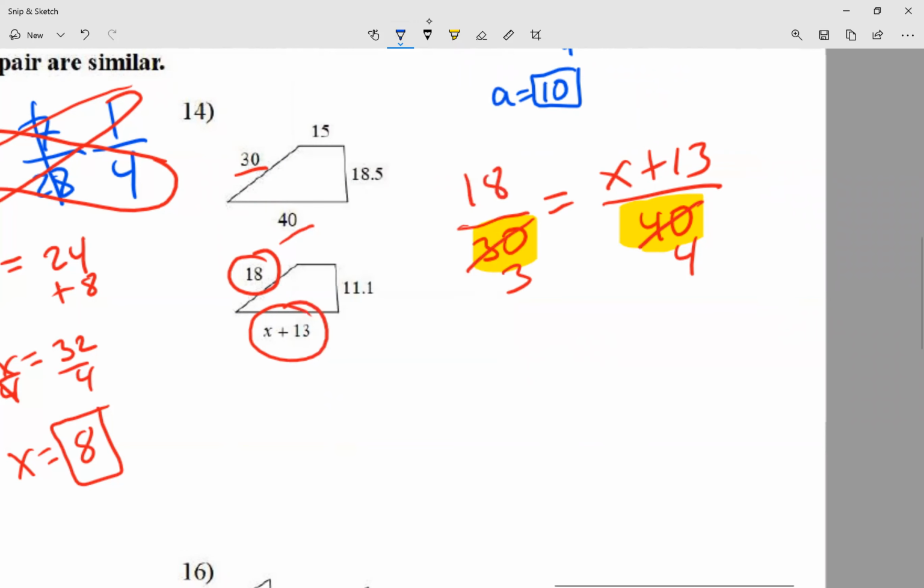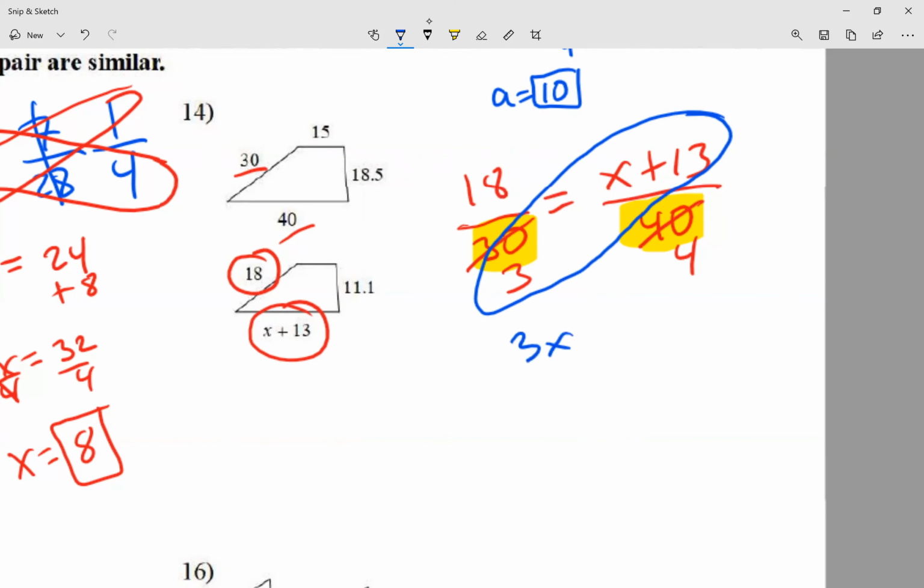I can also simplify my first fraction, 18 over 3, as 6 over 1, but I'm not going to simplify more. I said earlier, we can cross multiply whenever, and that's exactly what I'm going to do. I'm going to cross multiply already. The 3, I'm going to go 3 times x and 3 times 13. So it's going to give me 3x plus 39 equals 18 times 4. Use a calculator if you need to. That's 72. All right, so I have 3x plus 39 equals 72.